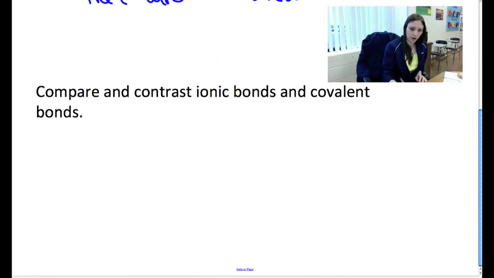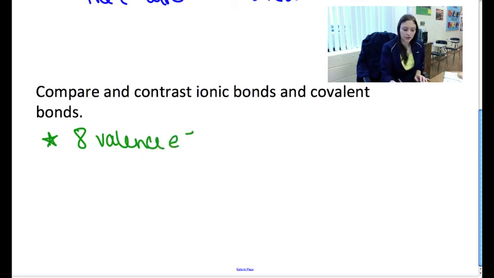And the last question, compare and contrast an ionic bond and a covalent bond. Well, what do they have in common? What am I trying to get when I bond? Well, we're trying to get those 8 valence electrons. So they both have in common that you're trying to get that noble gas notation, or those 8 valence electrons around each atom. It's just how they get those 8 that makes them different.